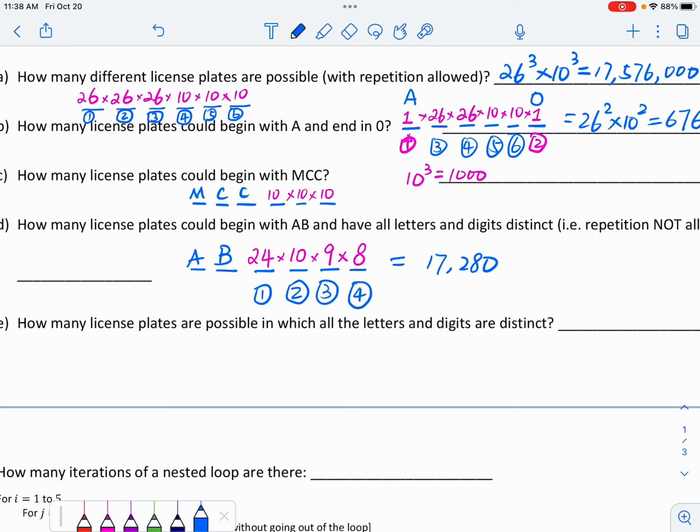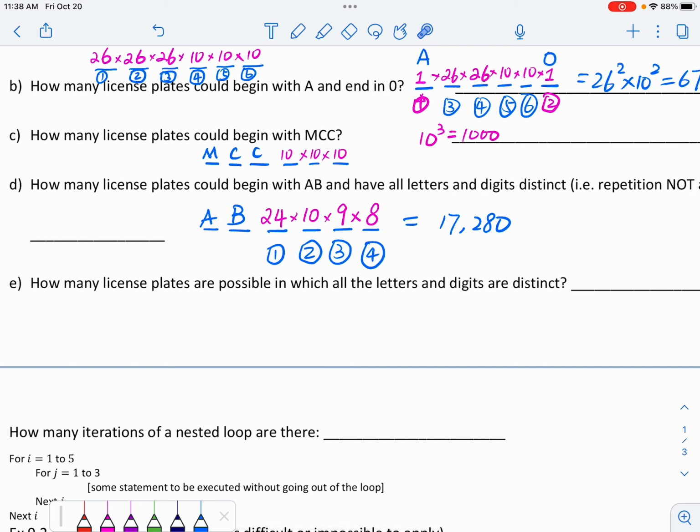All right, last part of this problem. How many license plates are possible in which all the letters and digits are distinct? Okay, hopefully at this moment you're getting a lot more proficient now on how to break these tasks into steps. So your step 1, step 2, we have 6 steps because we have 6 blanks to fill in, right? So these are the 6 steps.